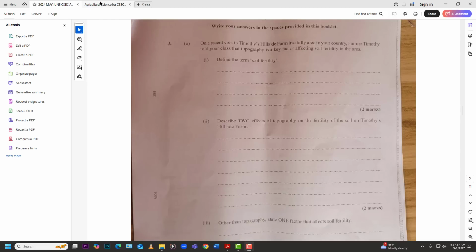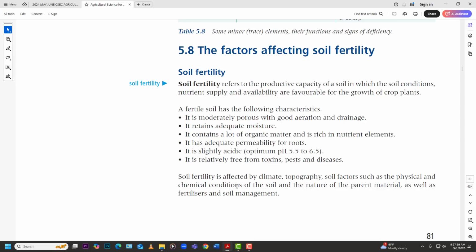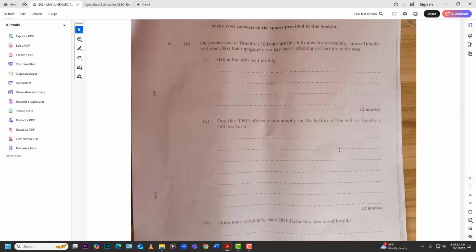So we don't have to look too far. Our agricultural science textbook tells us exactly what soil fertility is. Soil fertility refers to the productive capacity of a soil in which the soil conditions, nutrient supplies, and availability are favorable for the growth of crop plants. Full stop. That's soil fertility, 2 marks.